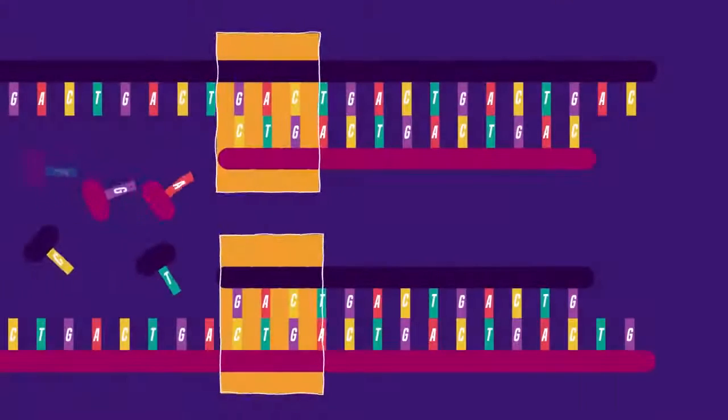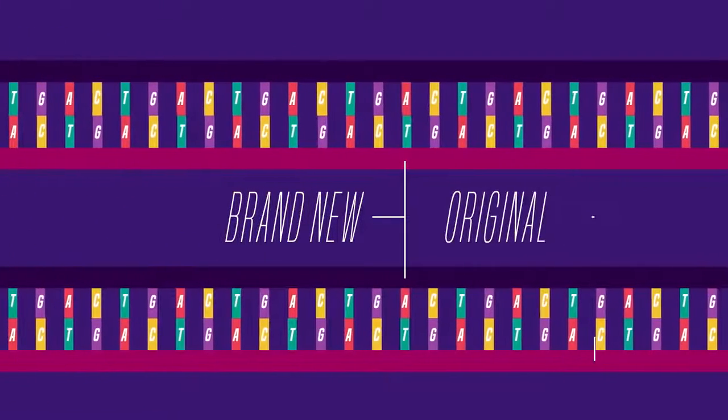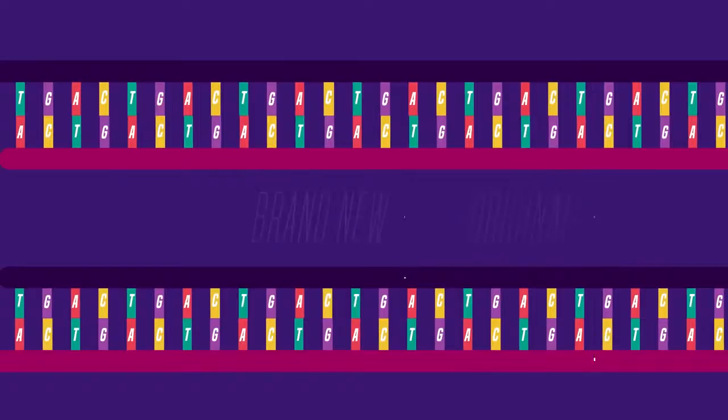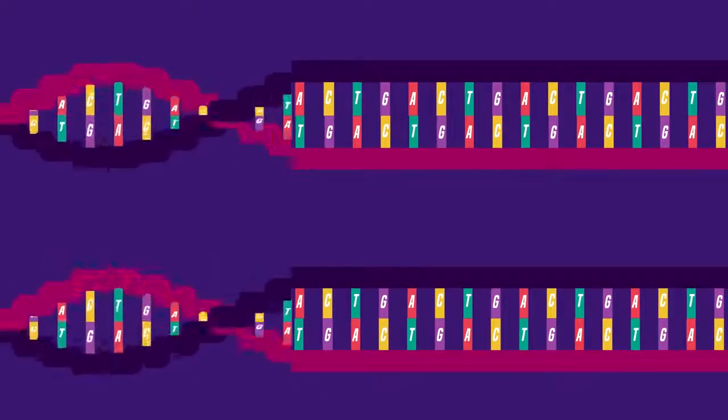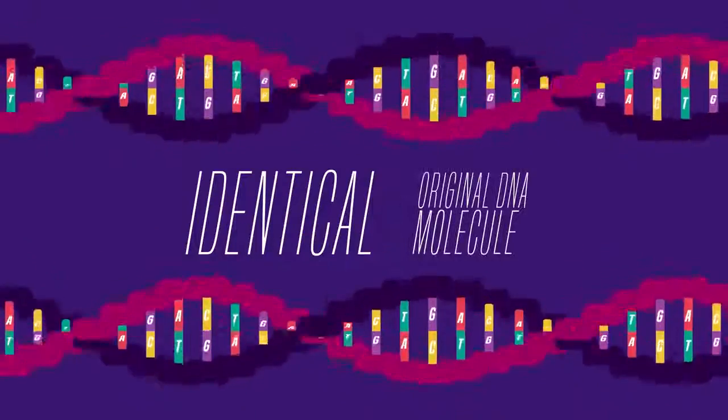This forms two DNA molecules, each of which have one brand new strand and one from the original DNA. These two strands twist to form a double helix. The two new DNA molecules are both identical to the original DNA molecule.